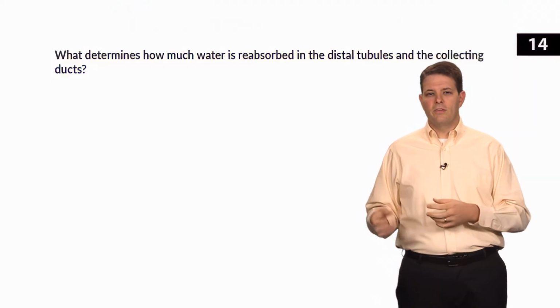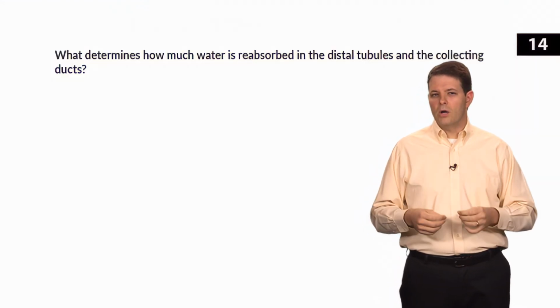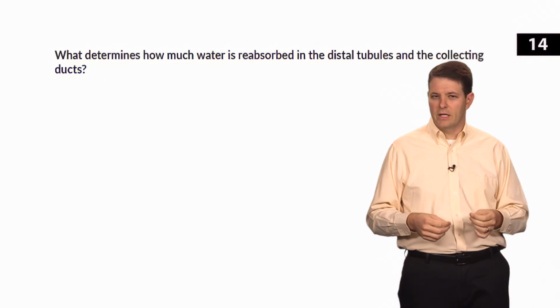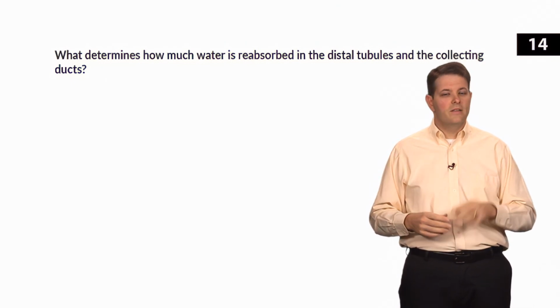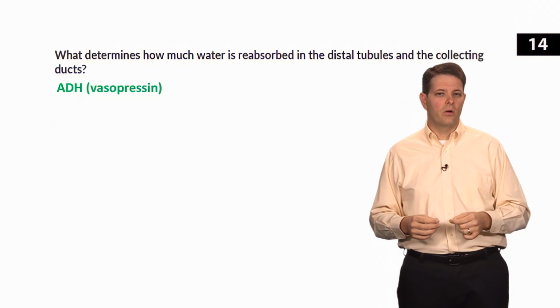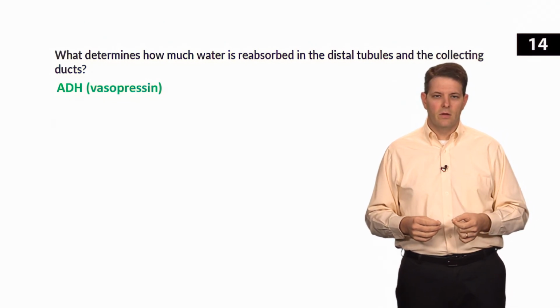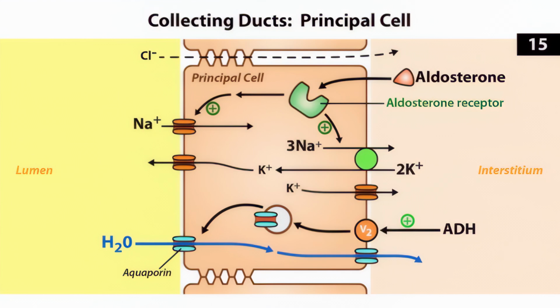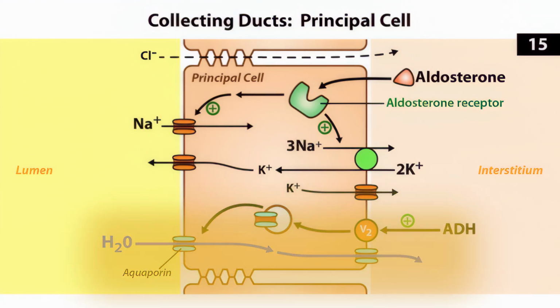Now, before we look at principal cells, what determines how much water is reabsorbed in the distal tubules and the collecting ducts? This is also very important to know. It's ADH, or antidiuretic hormone, which is also called vasopressin. So this is the diagram of the principal cells, and for the moment I just want you to focus on the bottom half of the cells. ADH, or vasopressin, acts on V2 vasopressin receptors on the principal cells of the collecting tubule, and that tells the cells to insert water channels called aquaporins into the luminal surface of the cell, and those water channels allow water to be reabsorbed.